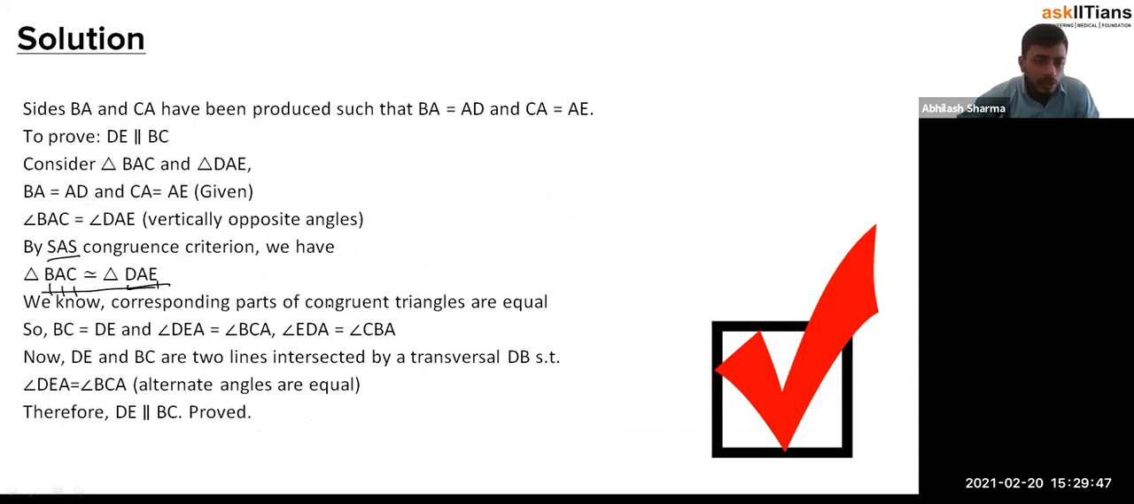Now, corresponding parts are equal, so we can conclude that DEA and BCA, these angles, basically angle E and angle C, are equal because they are alternate interior angles. So it means that the lines will be parallel also, hence proved. Fine. So I hope this particular question is clear to all of you.